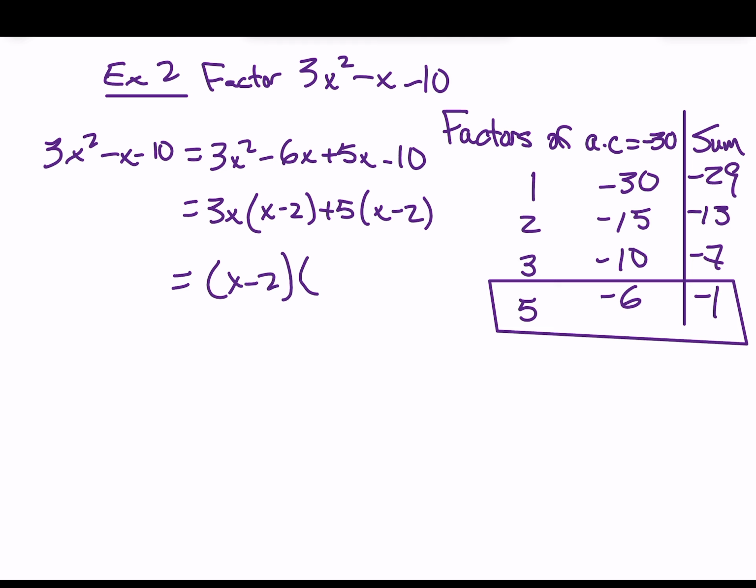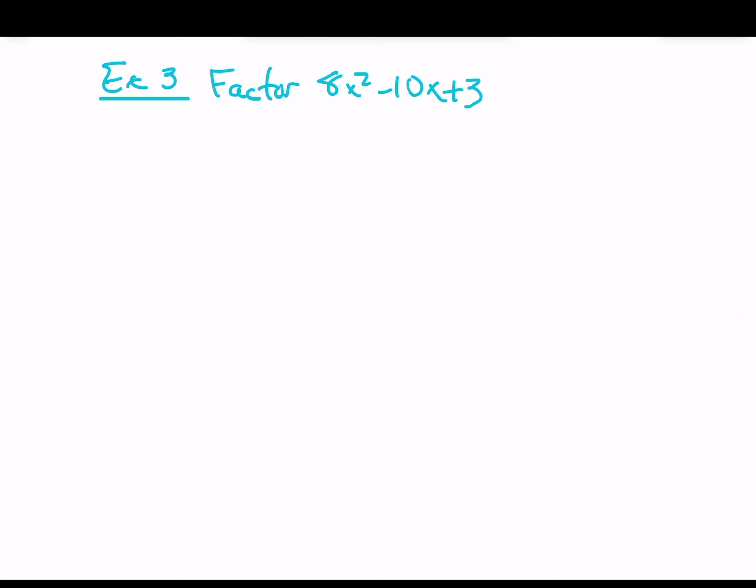We now have a common binomial factor of x minus 2, so we're left with x minus 2 times 3x plus 5, and that is our answer. Example 3. We want to factor 8x squared minus 10x plus 3.